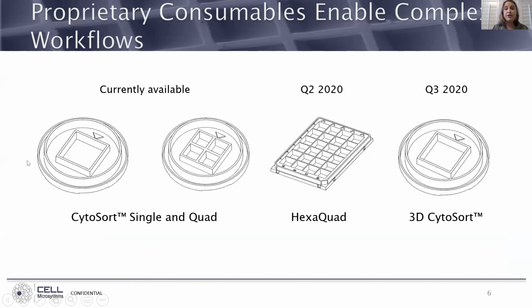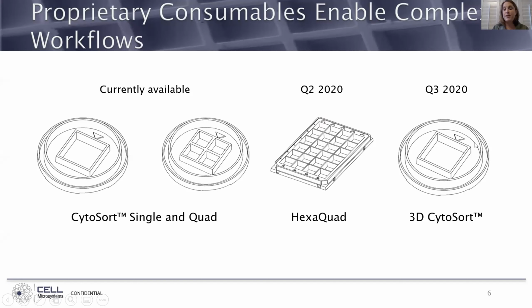The quads are particularly useful for multi-parameter assays where you have, for example, multiple drug concentrations or different guide pool RNAs, or you want to have your vehicle control on the same plate as your experimentals. We're going to soon be releasing the hexaquad, which is a 24 reservoir plate that fits into a standard 24-well SES format. And each of the reservoirs in the hexaquad have between 1,600 and 4,000 individual microwells.